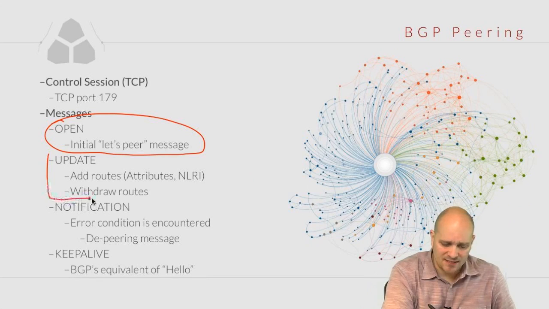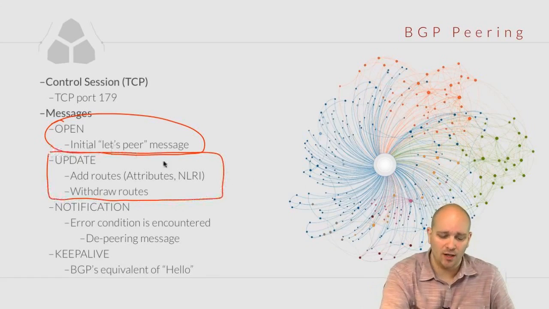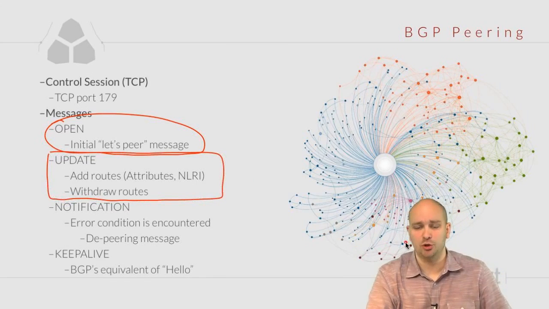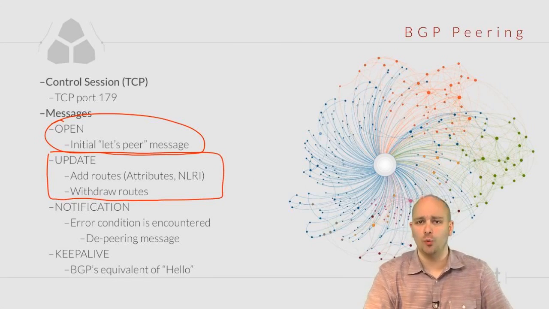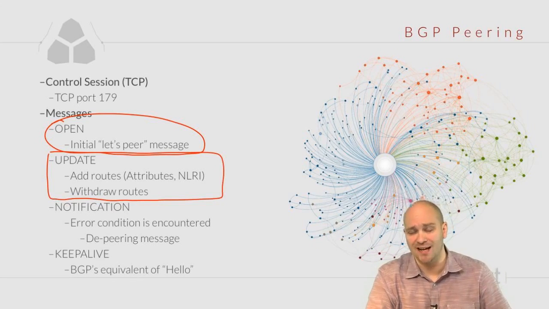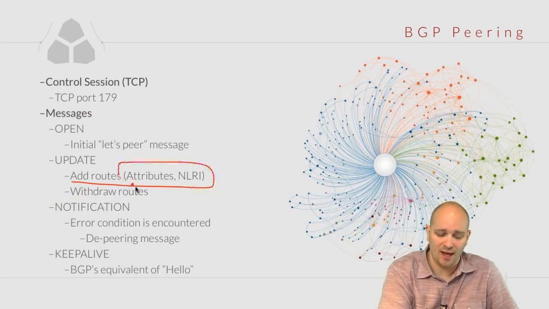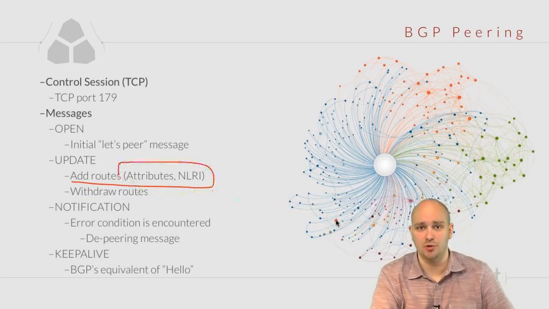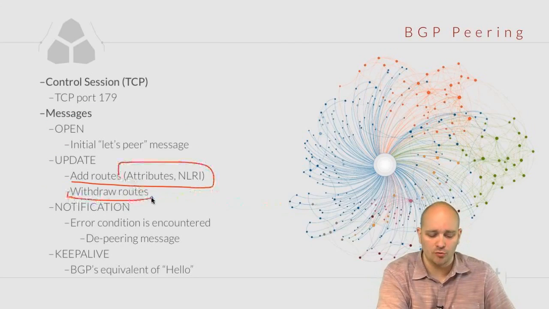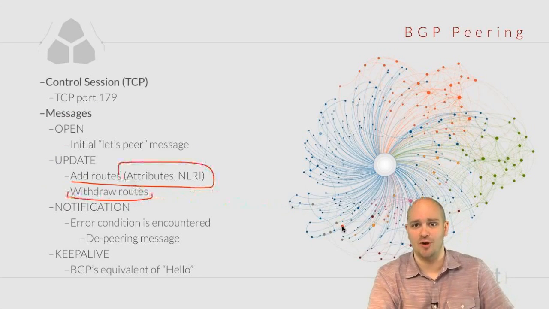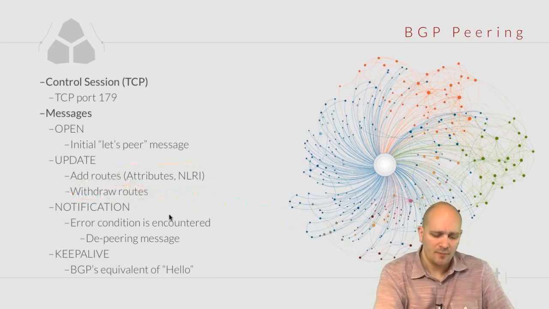The update message is the message that will either add routes to the BGP table on the remote host, or will instruct the host on the other side to no longer use certain routes. So if we are adding routes, we are going to have those routes with their attributes sent in the network layer reachability information, and if we want to remove them, they will be listed as the routes to be withdrawn.